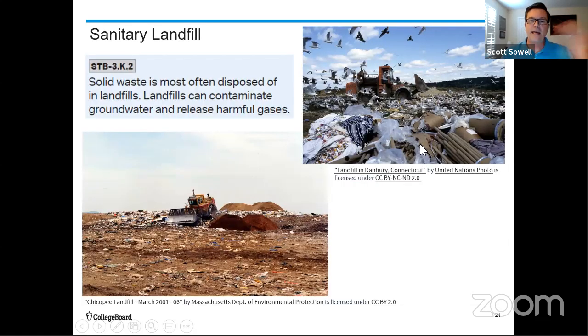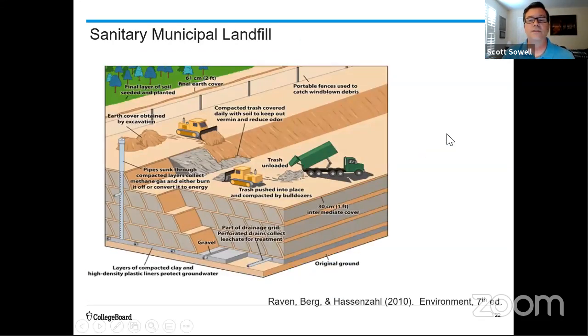So based on that list of problems, we designed a sanitary landfill. It's where we put most of our solid waste here in the United States. However, we still have the issue of groundwater contamination and harmful methane release. So what do we do to work with some of those problems? Let's just look at this diagram.